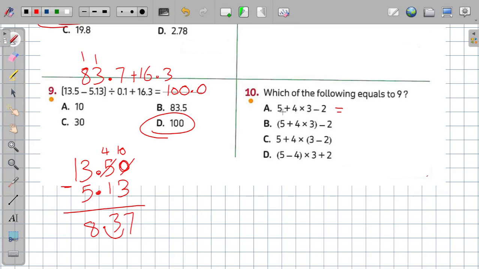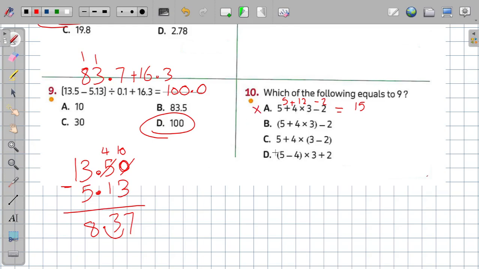The first one, I have 5 plus 4 multiplied by 3 minus 2. 4 times 3 equals 12. I will do the multiplication first. So I have 5 plus 12 minus 2 equals what? 5 plus 12 equals 17. And 17 minus 2 equals 15. So the result of the first one is 15. So the first one is wrong.